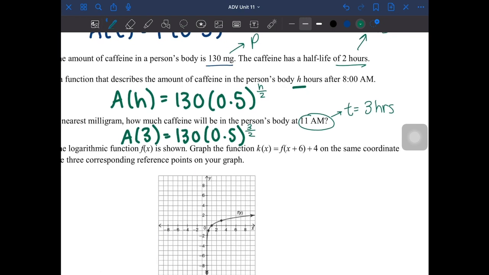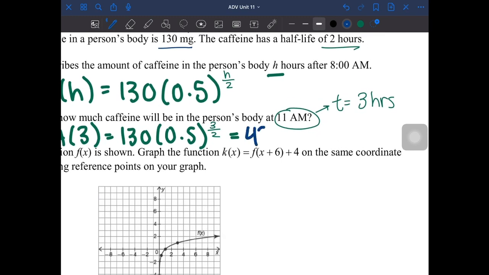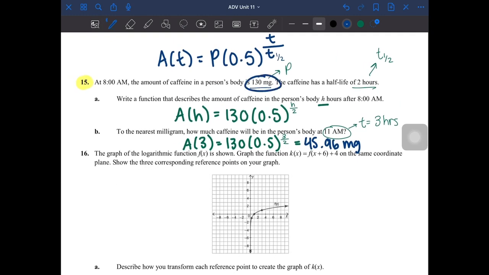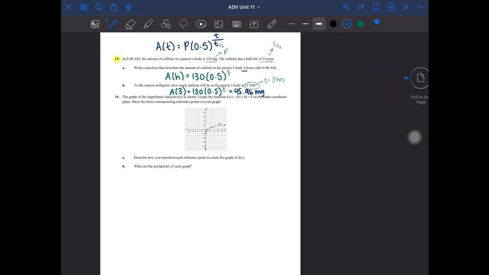If you plug that into the calculator, your answer is going to be close to 45.96 milligrams. And again, that makes sense because this is the amount you start with, and as time goes by, that caffeine wears off. How many of you have had a Celsius or an Alani or Red Bull or whatever that is? Once you have the caffeine, it kicks in right away, but slowly over time, the caffeine wears off. So this makes sense. Caffeine's wearing off because it's less than 130.